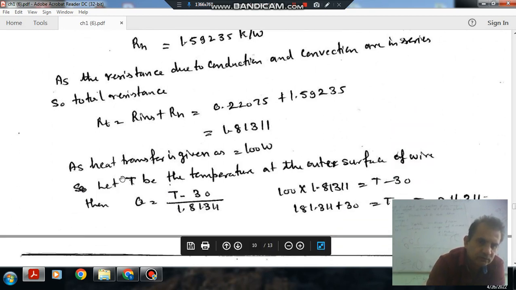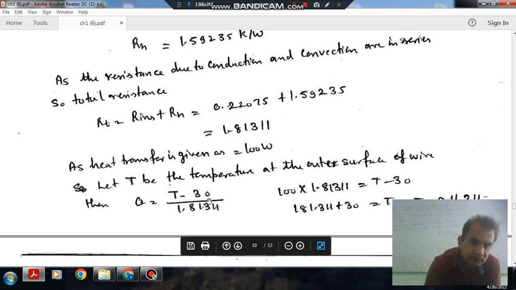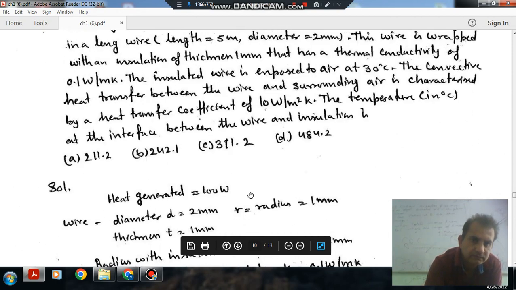Okay, so heat generated is heat transferred. All the heat generated will go to the atmosphere. So 100 watt is equal to T minus 30 divided by 1.8131, that is the total resistance. From this we get T is equal to 211.311. So the answer is option A.